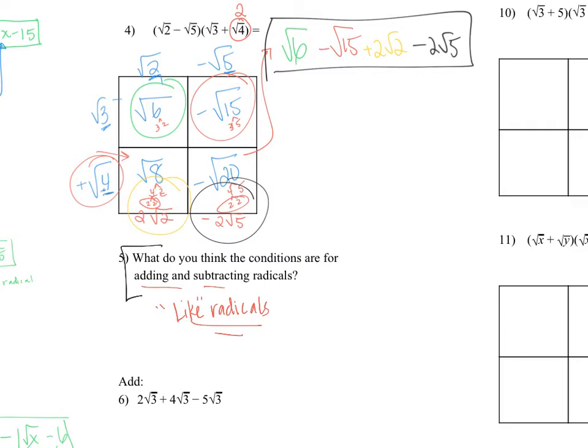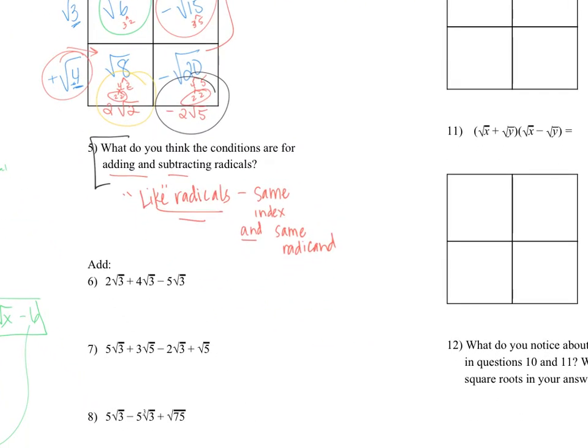And they have to have the same index and the same, we call it the radicand. That's the inside of the radical. And so we'll practice that a little bit below.